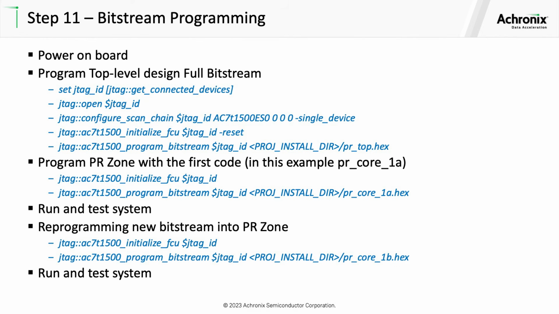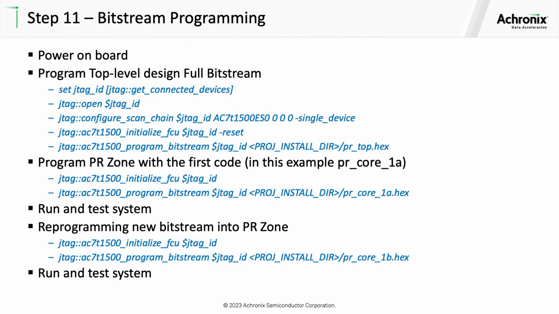So what we want to do is program the FPGA. So we'll power on the board. We program the top level design, because that's the design with the keep out regions that have the PR zones that we're going to be hot swapping. So we program the top level design's full bit stream. Again, here are the Tcl commands that you can do to run that individually.